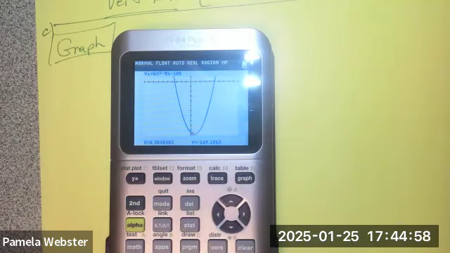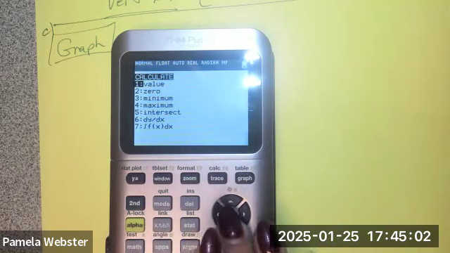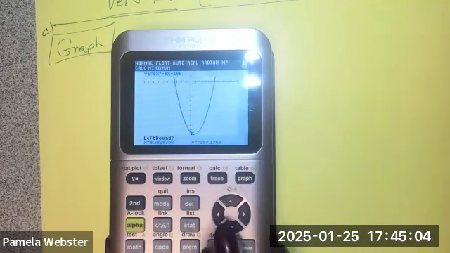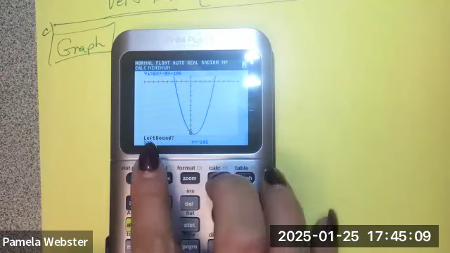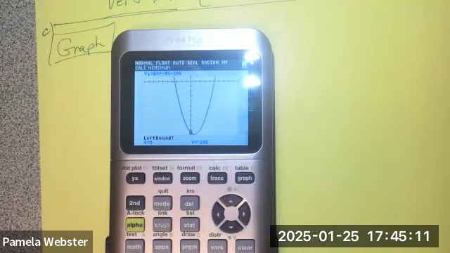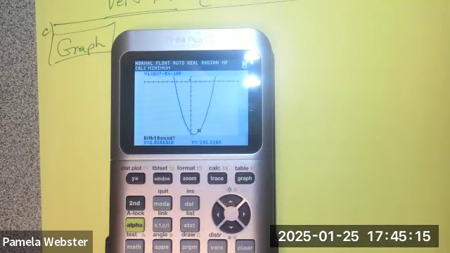There is a way for you to calculate. So second trace for calculate, and I want the minimum. Okay, so if you're really like, I don't know what's going on here, I want the left bound it's asking me for. So I'll go to the left side of where I think the minimum is, then the right side. So go over here to the right side. And then it always asks, do you want me to guess? And hey, look at that. That looks like 0.75 and 108.375.